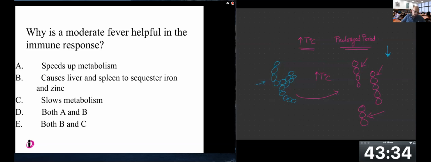All right, yes, exactly. As you've mentioned here, it's going to be both speeding up the metabolic reactions and sequestering the iron and zinc in the liver and spleen.